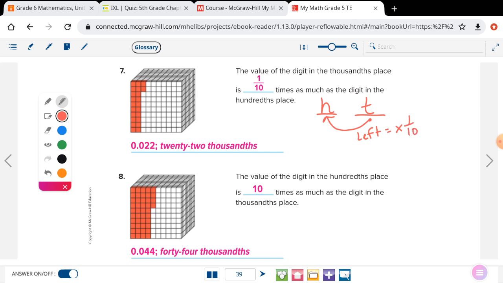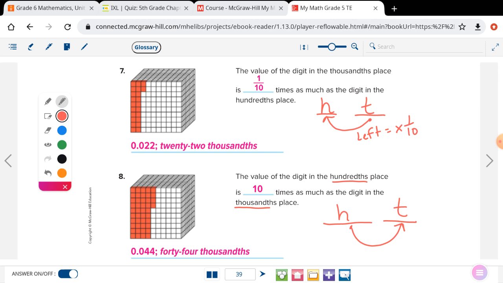Next one, it's the same 2 places. It's still hundredths and thousandths. But this one I'm going from the hundredths to the thousandths, so I'm moving to the right, which is 10 times. Okay, again, if you have to refer back to page 38 for the place value chart, then look back at page 38.